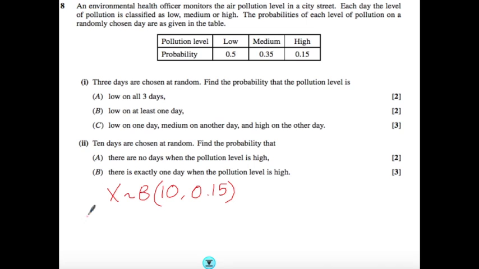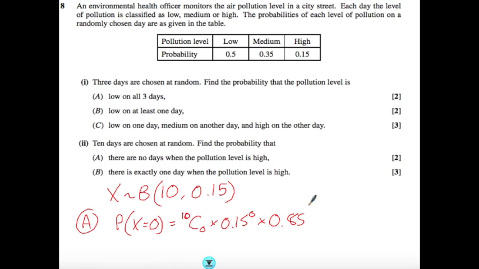Right, so part A, there are no days when the pollution level is high, so that's the probability of x equaling 0. So using the formula, that's going to be 10C0 times 0.15 to the 0 times 0.85 to the 10. So that makes sense because this is 1, this is 1, so it's literally all the 10 days not having a high pollution level. So it's just going to be 0.85 to the power of 10, which is 0.1969. And they like probabilities to 4 significant figures.